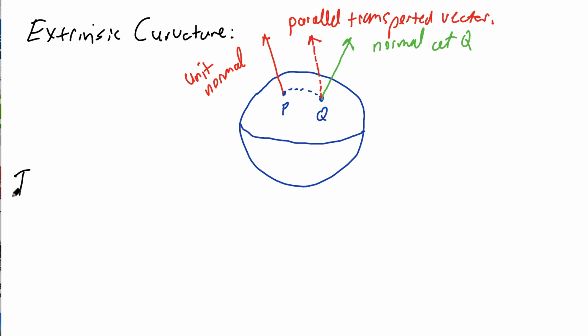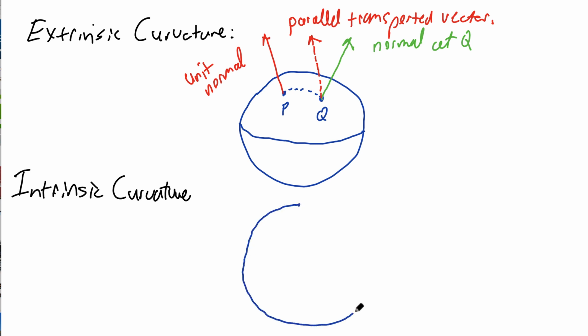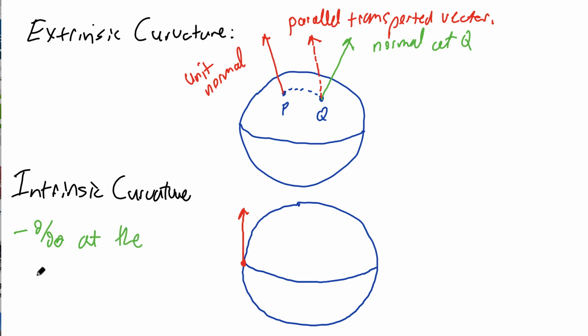And now intrinsic curvature. So here's a sphere. Now let's choose a vector at some point, say this point right here. And let's choose the following vector. This is actually the vector minus d by d theta at the point theta equals pi over 2, so it's at the equator, and phi equals, well, I don't know what phi is, but it doesn't matter.